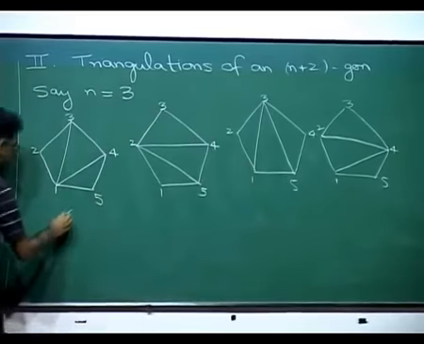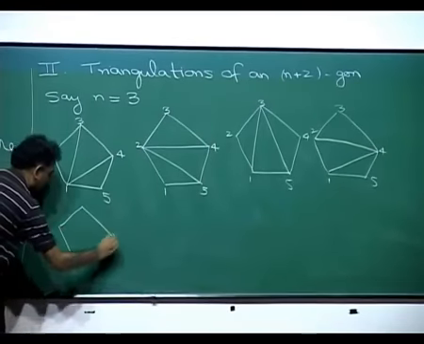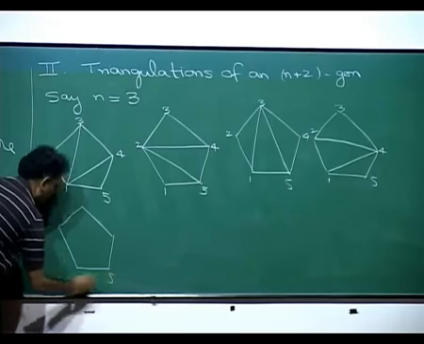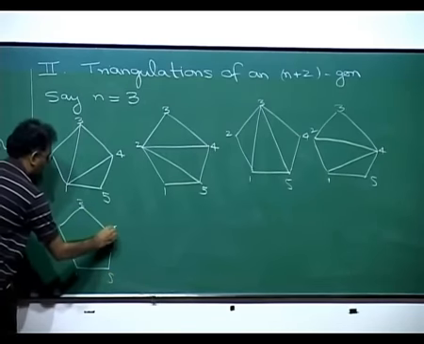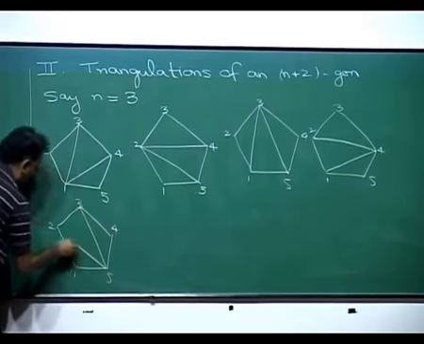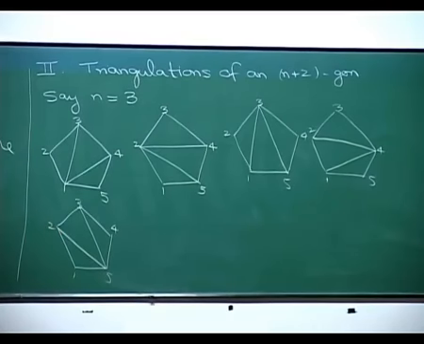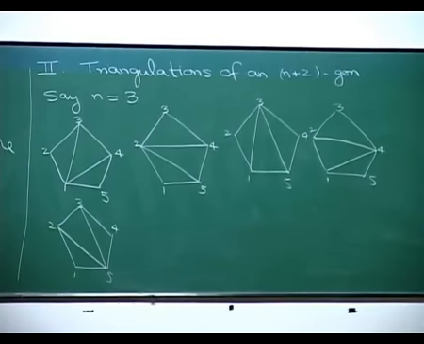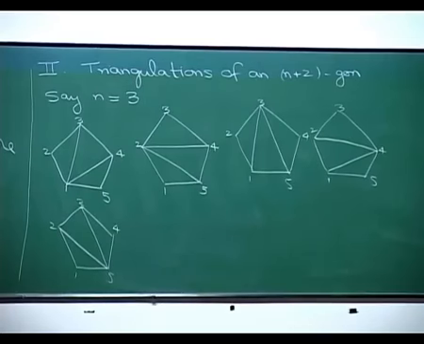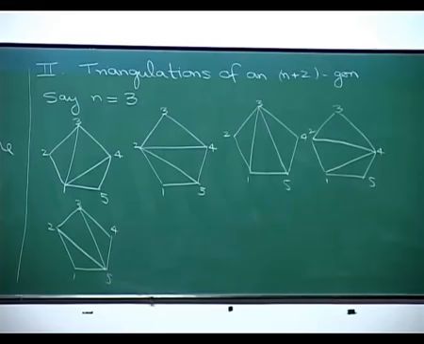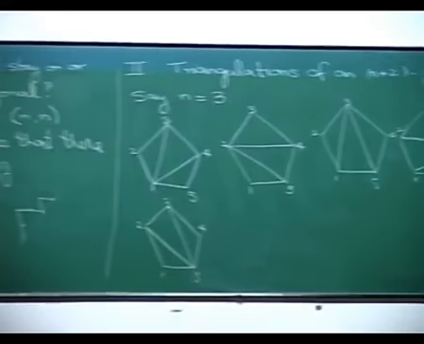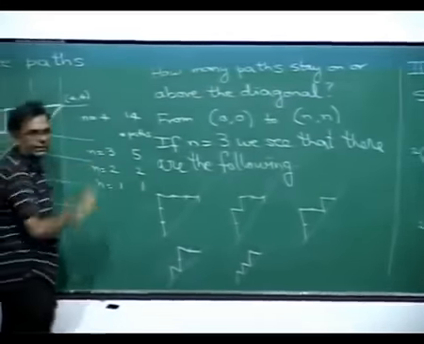And fifth way is, so here are 5 ways of cutting that pentagon into triangles, and one can see, if you try doing this, there are no more ways. Again, you get 5 ways. When n equal to 3, there are 5 ways. Here when n equal to 3, there were 5 paths.